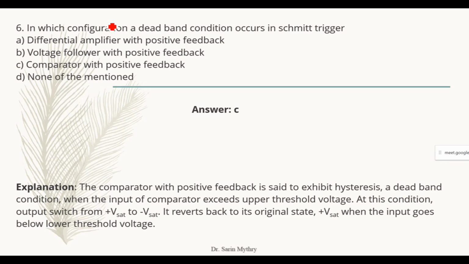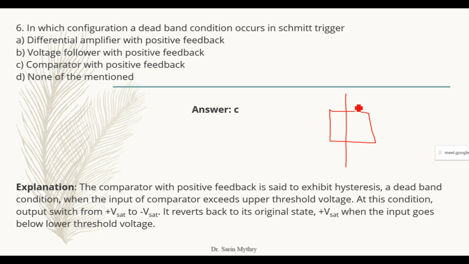So let us go to the explanation, so you'll get clarity about how that particular option C is the correct one. A comparator with positive feedback is said to exhibit some hysteresis. We have seen the hysteresis band in the class.